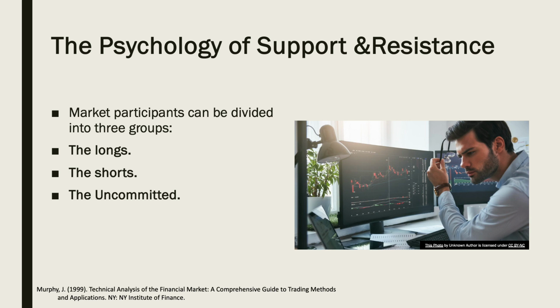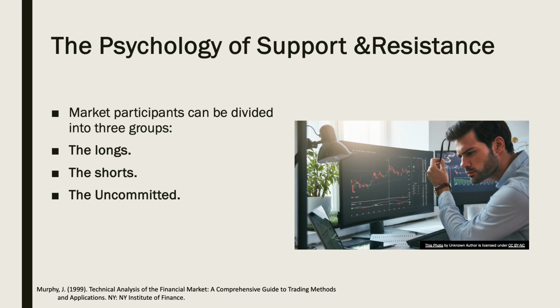The psychology of support and resistance. Market participants can be divided into three groups: the longs, the shorts, and the uncommitted. The longs are traders who have already bought contracts. Shorts are those who have already committed to sell. And the uncommitted are traders who either exited the market or remain undecided.